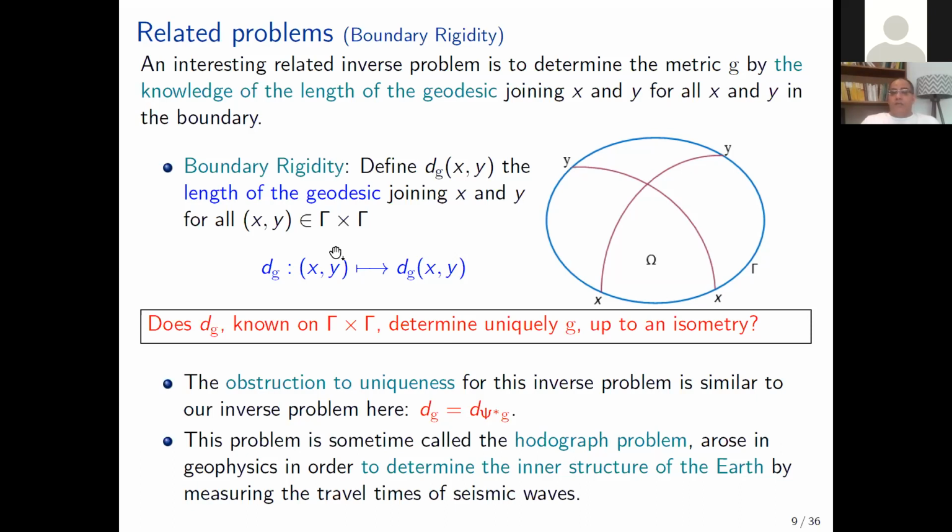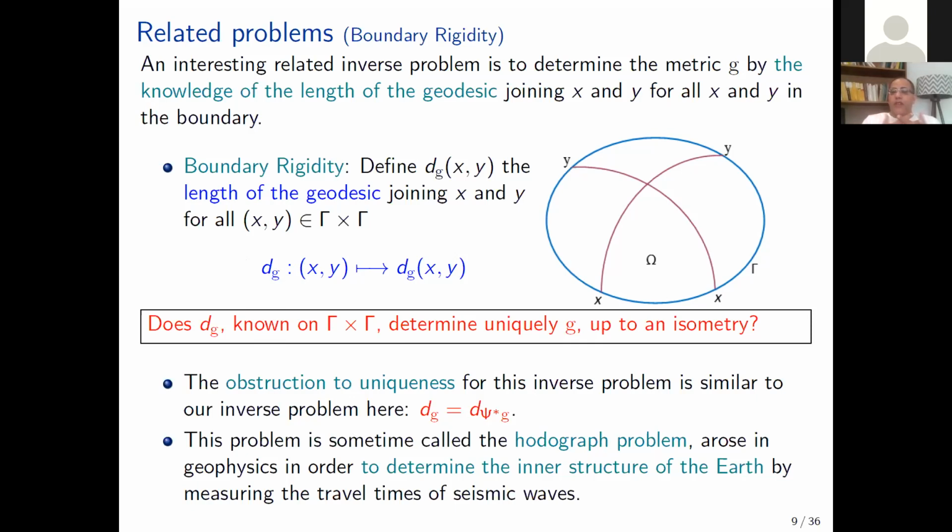So the boundary rigidity problem is the following. We assume that we know the geodesic distance between any two points x and y in the boundary. Then the problem is to determine the metric g from this distance. The geodesic distance is the minimum of the length of any curves joining x and y. Does the restriction of the geodesic distance to the boundary determine uniquely the metric g up to an isometry? Here we can observe that we have exactly the same obstruction to uniqueness.